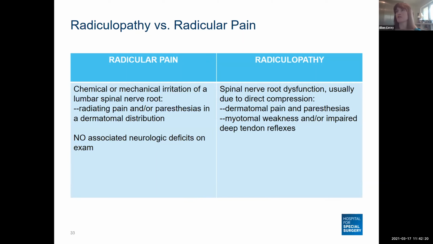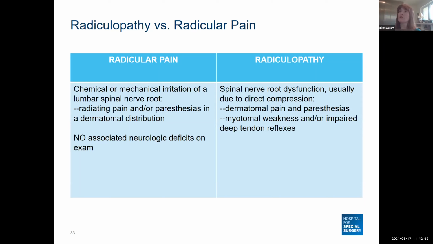I don't differentiate this to the patient, but I do think it's worth clarifying in my notes, so I know immediately if I use the term radiculopathy, then I know I'm talking about a spinal nerve root dysfunction, usually due to direct compression, let's say from a disc. And in addition to having pain and maybe numbness and tingling in a specific dermatome, there also would be some weakness and/or a reflex change. That is the definition of radiculopathy.